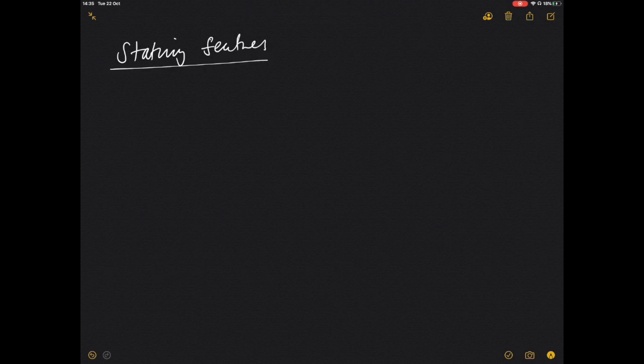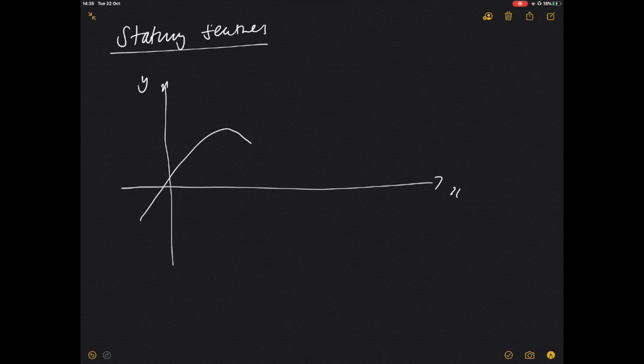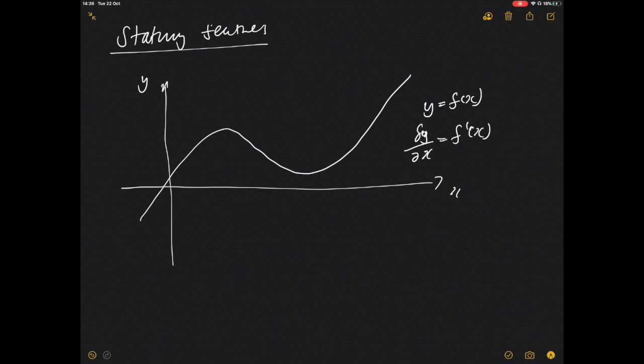So let's think of a plot. Maybe we have something that looks a little bit like this. We'll call this our y-axis and we'll call this our x-axis. And we're going to draw a curve that looks something like that, and we're going to call that y equals f of x. So we can calculate the descriptor of our curve, dy by dx. We could say that would be f dash x. That's how we describe the curve.